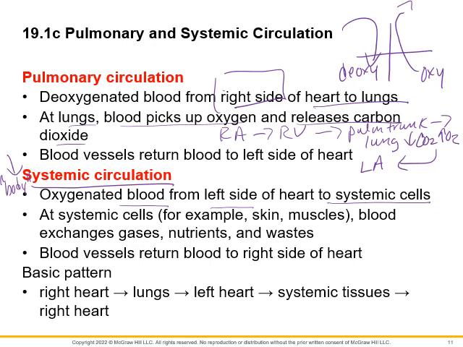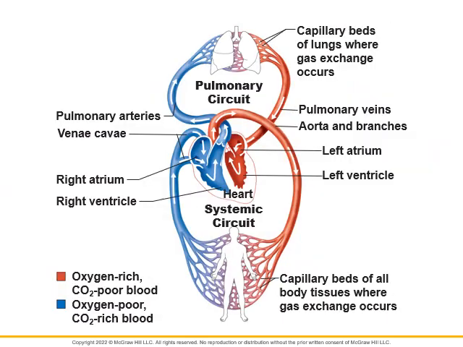So all, skin, muscle, right? And this is where we're going to drop off the oxygen and the nutrients and pick up the waste. So here you can see that the right side of the heart, you're going to the lungs, drop off to the left side of the heart, then you go to the systemic tissue, and then back to the heart again. So it's probably a little confusing right now. Let's look at another picture.